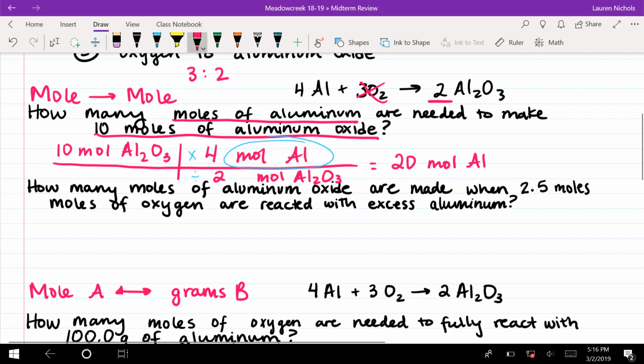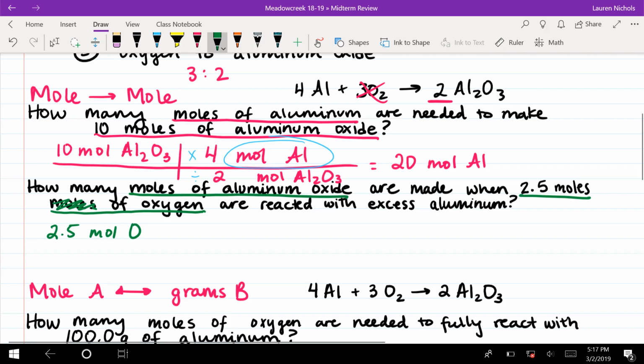And in our second question, it says how many moles of aluminum oxide are made. So this time we're trying to find moles of aluminum oxide when 2.5 moles of oxygen are reacted with excess aluminum. I don't care about aluminum. I know what I want. I know what I have. I have 2.5 moles of oxygen.